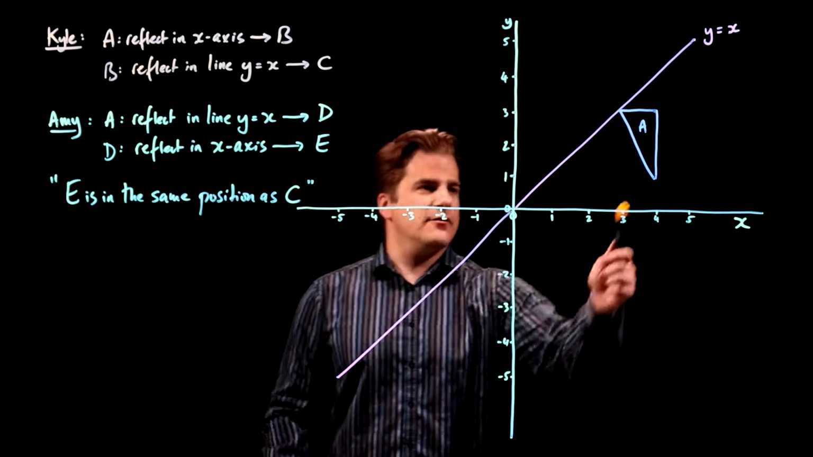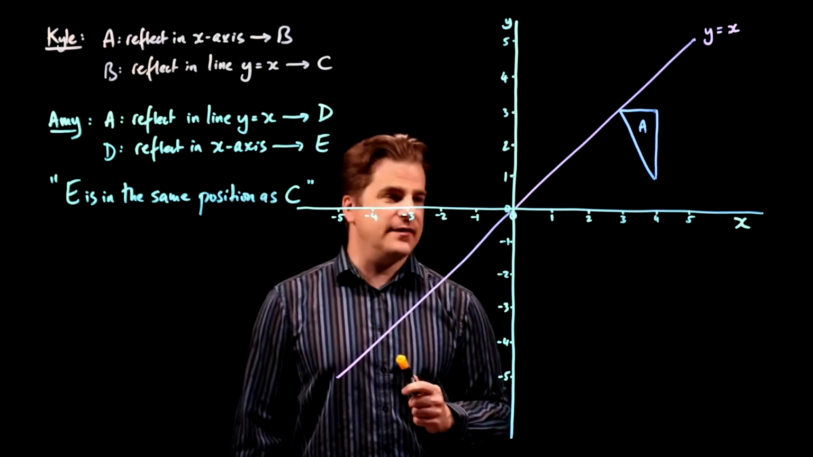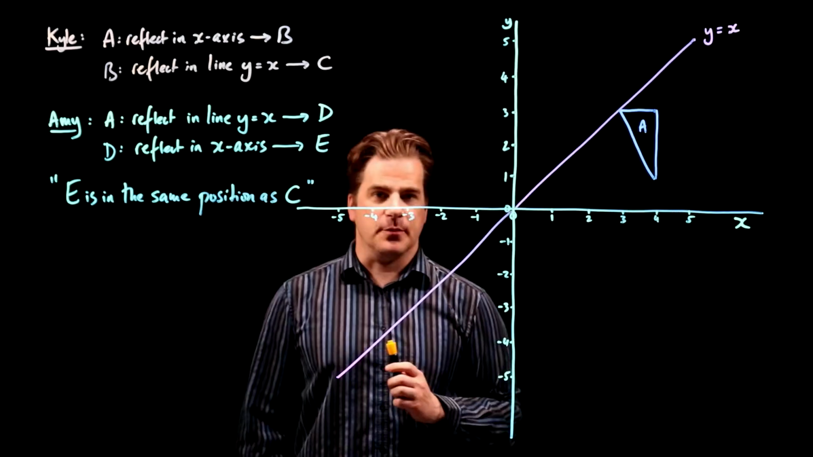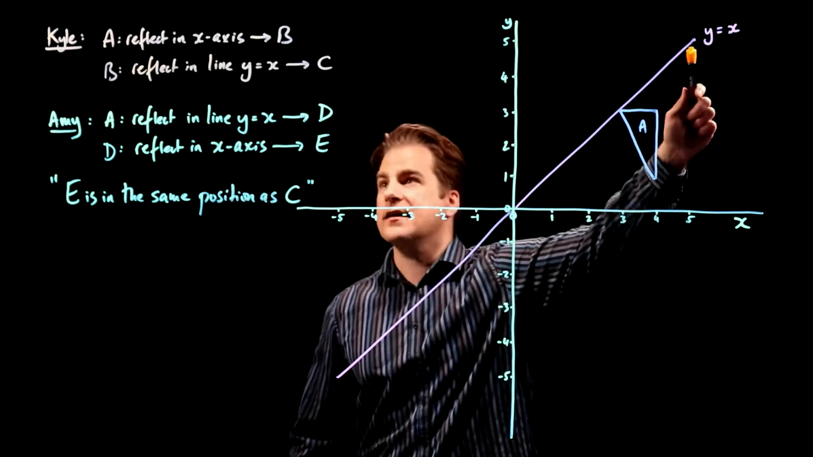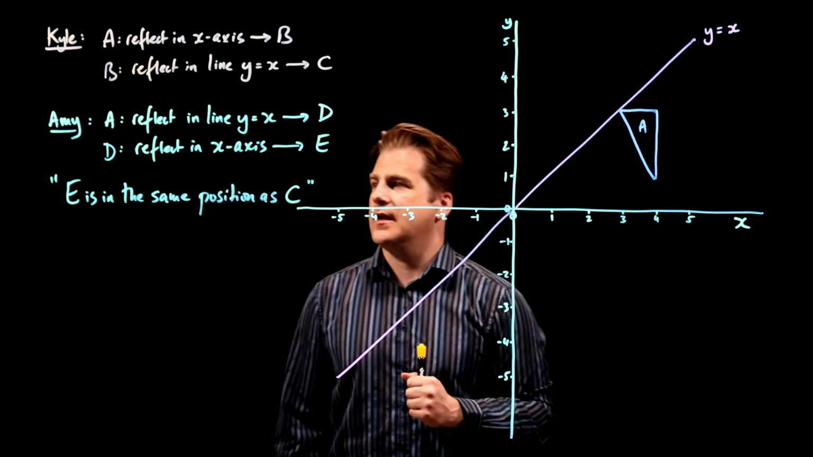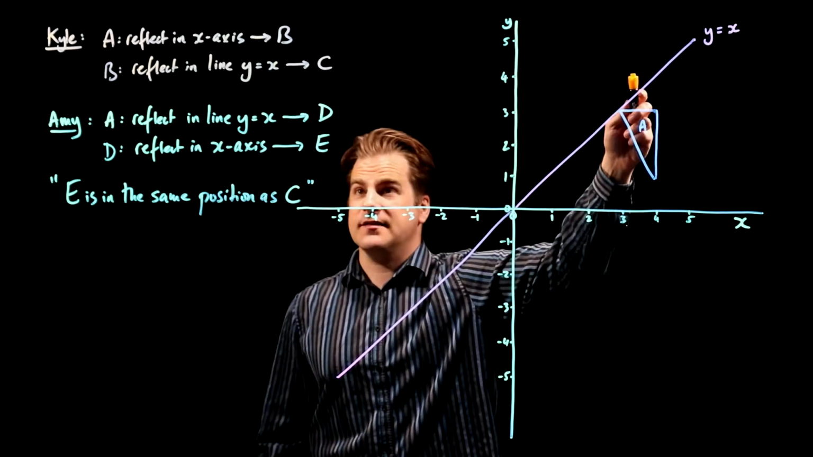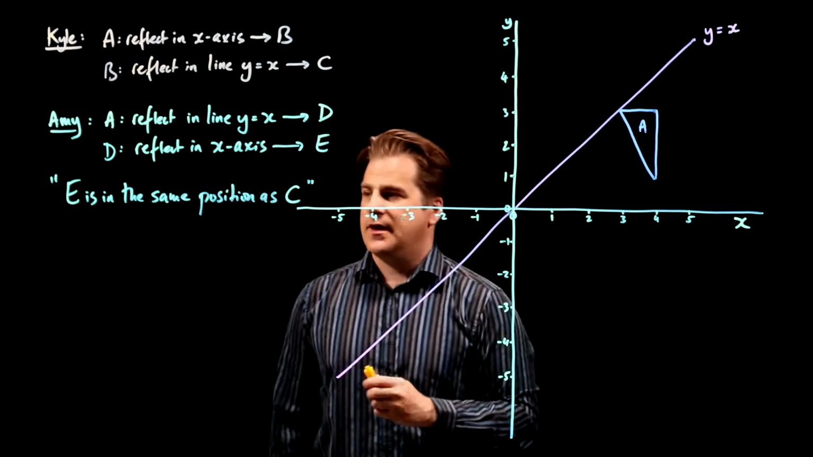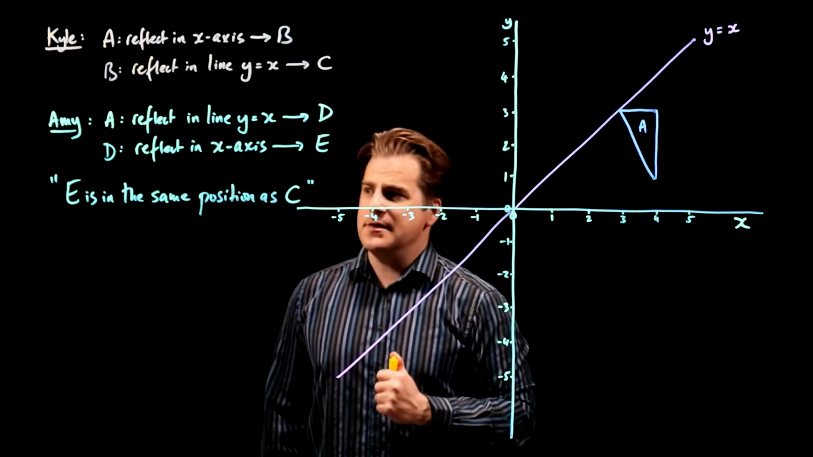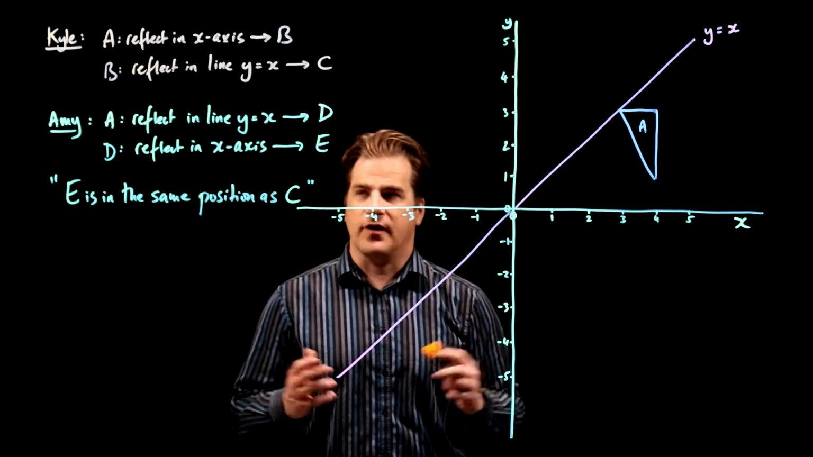Okay, we have triangle A here. Now Kyle reflects A in the x-axis to get triangle B, and then reflects B in the line y equals x to get triangle C. Amy first reflects A in the line y equals x to get D, and then reflects D in the x-axis to get E. And Amy makes the bold claim that E is in the same position as C. Is she correct? Let's find out.